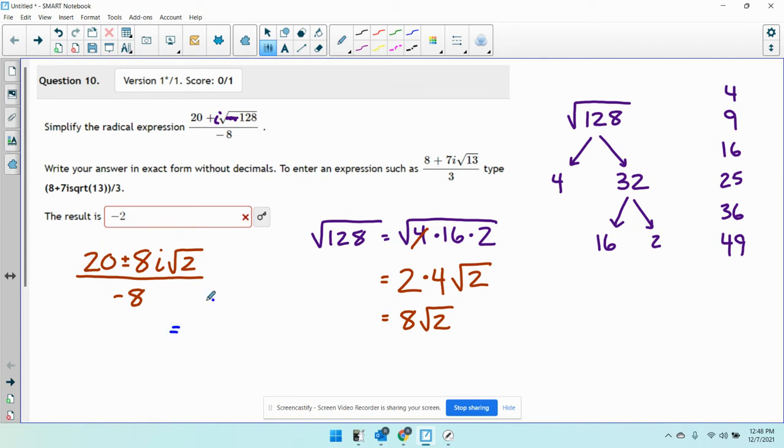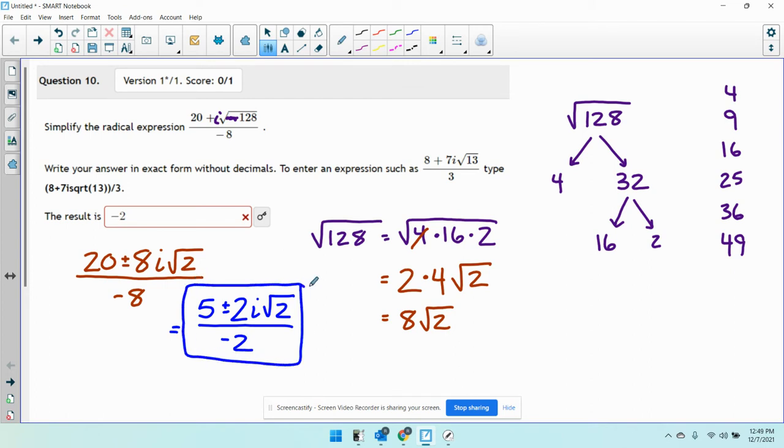20 divided by 4 is 5, plus or minus 8 divided by 4 is 2, so this is 2i root 2. Over 8 divided by 4 is 2, keep the negative. So our answer is going to look like that. Oh, it's not plus or minus. I kept writing plus or minus, that's usually what it is, but it says here it's just plus. So this should just be plus, and that's the only place.